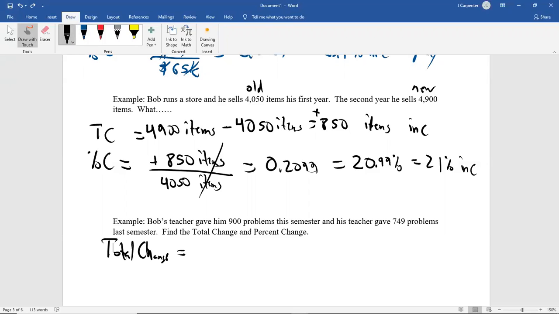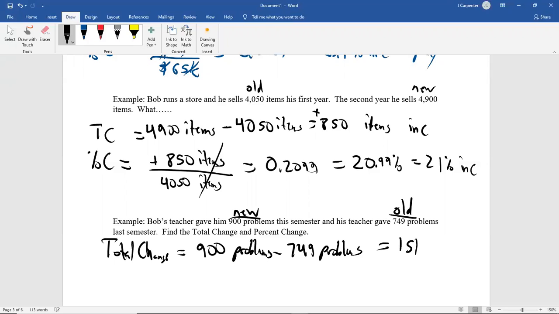So it actually turns out that the 900 is the new this time and the 749 is the old. So don't just think that it's always the first is the old and the second is the new. The words will tell you which is which. So your total change is actually going to be 900 problems minus 749 problems. If you do that subtraction, you'll get 151 problems.